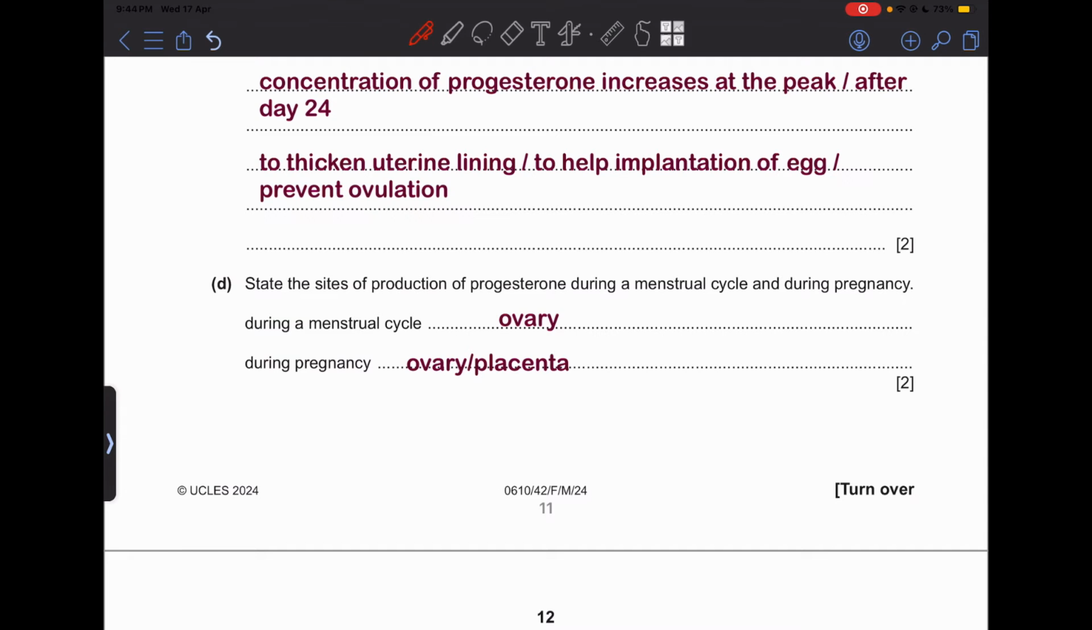State the sites of production of progesterone during a menstrual cycle and during pregnancy. So during a menstrual cycle, it is produced only in the ovary. Now, during pregnancy, it can be produced in the ovary and also in the placenta. So both of these places, it can be produced in.